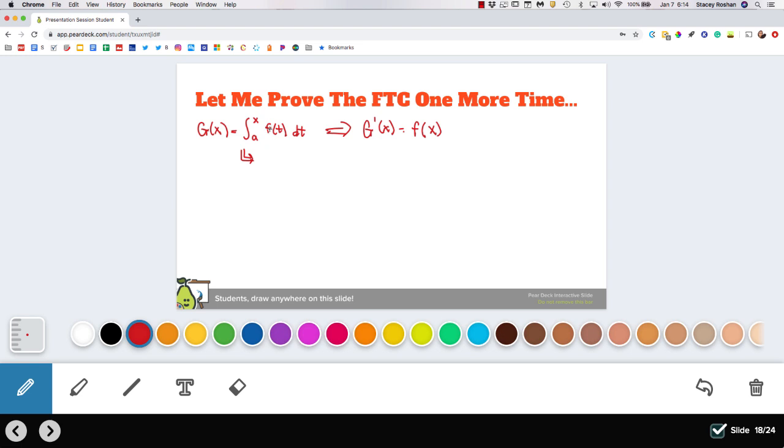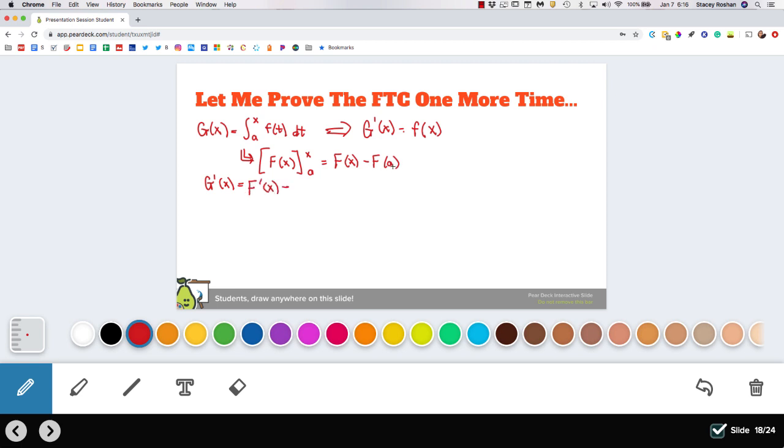Let's work this out. The antiderivative of little f brings us to big F, right? And we're evaluating that between a and x. And so that would be big F of x minus big F of a. So if that's g of x, then what's g prime of x? We're going to take the derivative of big F minus the derivative of f of a.